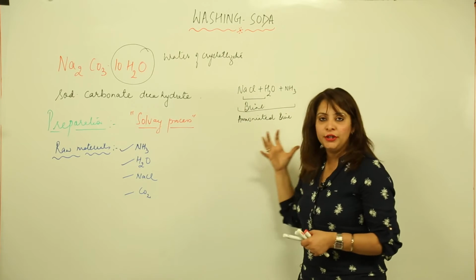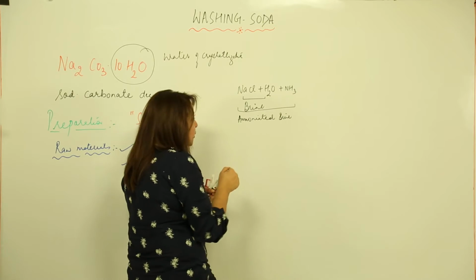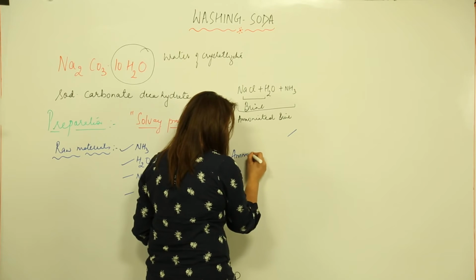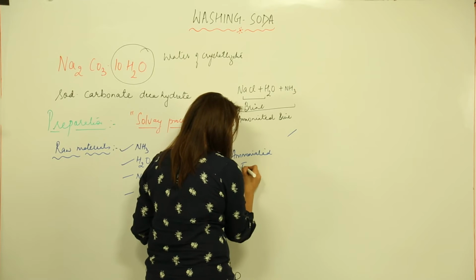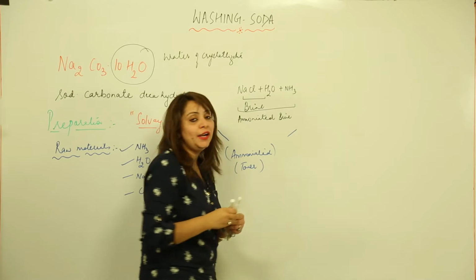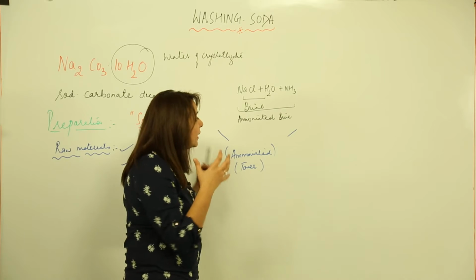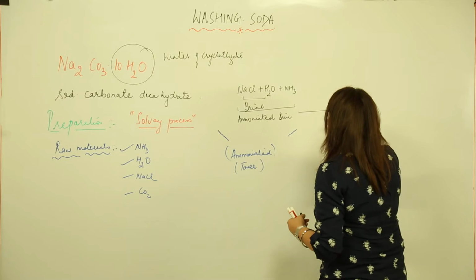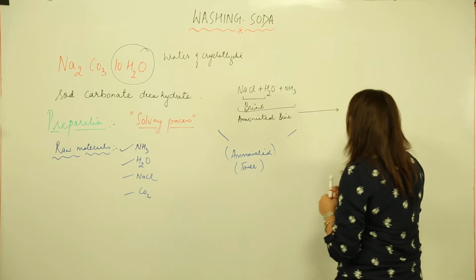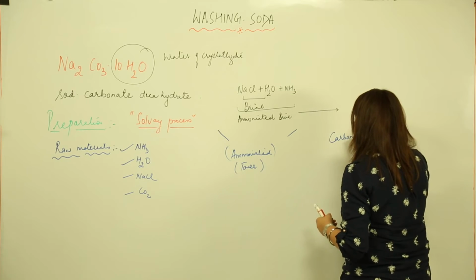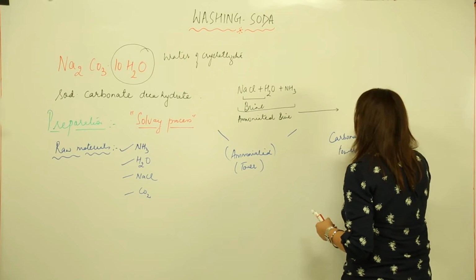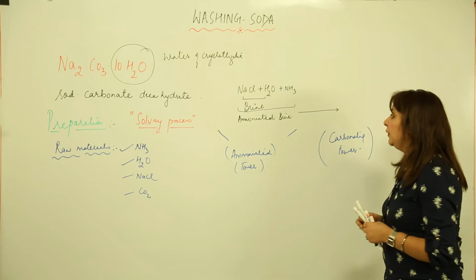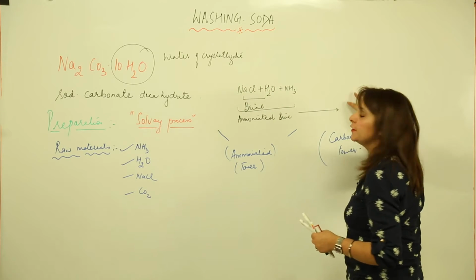Then after getting this ammoniated brine, I am just writing the names of the towers along. So this whole process is carried out in an ammoniated tower, in which the ammoniated brine is formed. Then after the formation of ammoniated brine, we are going to feed it into another tower, that is called the carbonating tower, right. So these chemical substances are fed into the carbonating tower.